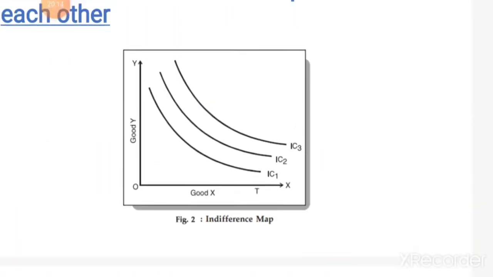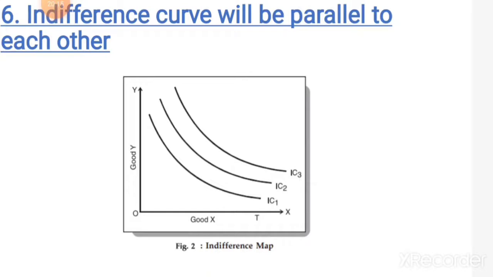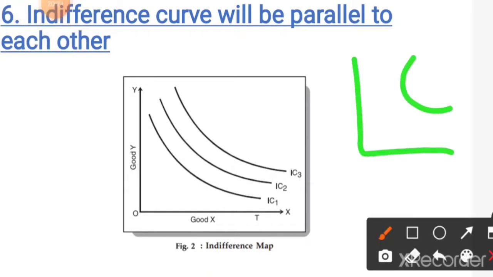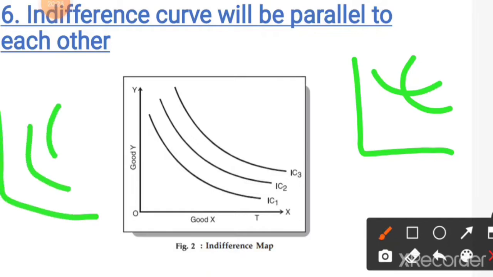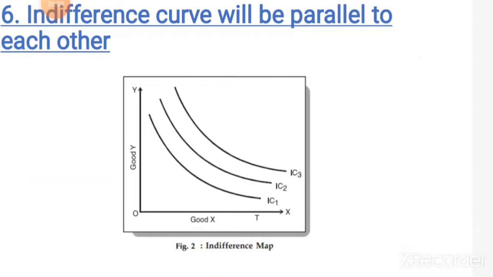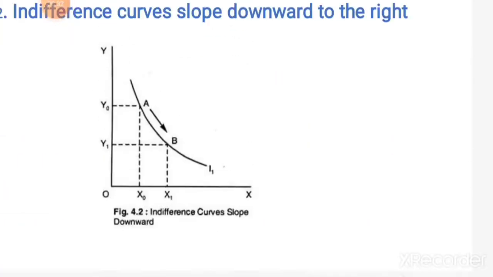And the last property is that indifference curves will be parallel to each other. Just now I told you that they should not intersect with each other. If you want to draw two curves, you should draw one above the other. Fine. So students, these are the 6 different properties of indifference curve.